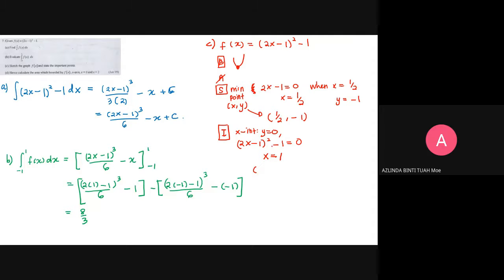Yes. Okay, thank you. 1, 0 here. And then proceed with the y-intercept, when x equals 0. So y equals 0 minus 1 squared minus 1, which is negative 1, positive 1, 1 minus 1, 0. So the point is at the origin, 0, 0. Basis. Sketch the graph now.